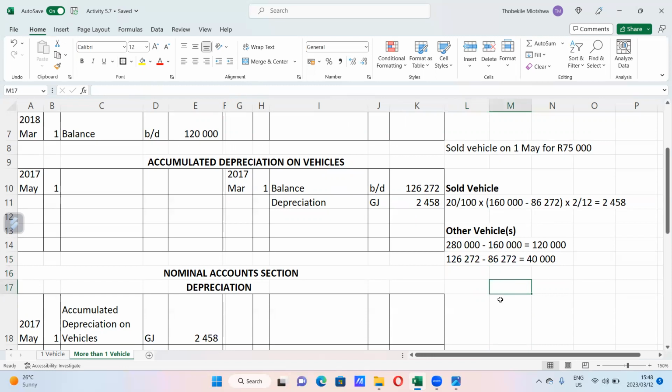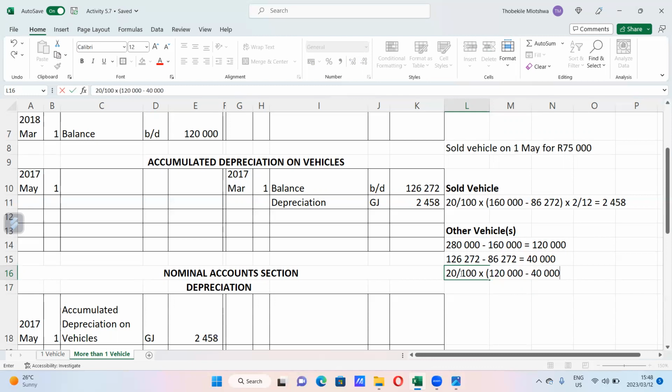So this one is going to be depreciated for the entire year. Let's assume nothing else happened. It wasn't sold. So 20 divided by 100 times 120, which is the cost price, minus accumulated, which is 40. Do you agree? I hope you agree. Then what's the answer? What is 120 minus 40? That will be 80. So 20% of 80, let's just do it.